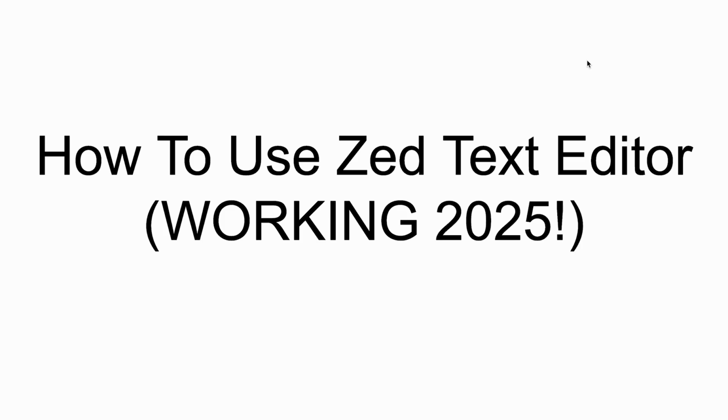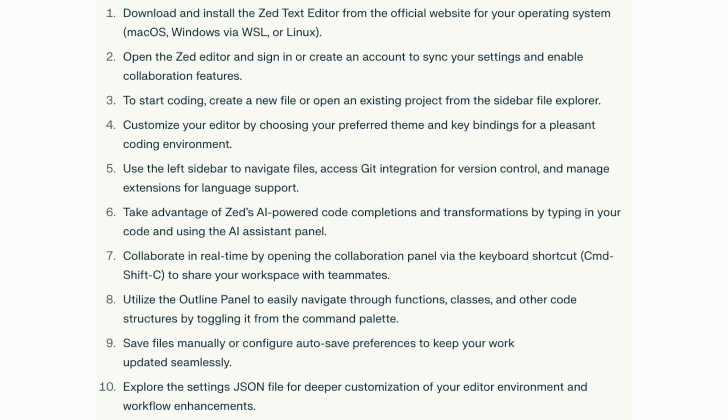How to use Zed Text Editor. Download and install the Zed Text Editor from the official website for your operating system. Open the Zed Editor and sign in or create an account to sync your settings and enable collaboration features. To start coding, create a new file or open an existing project from the sidebar File Explorer.